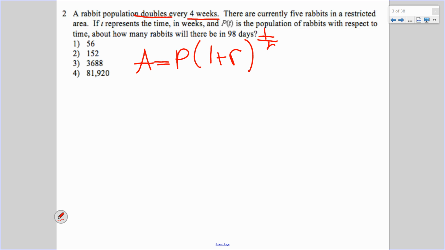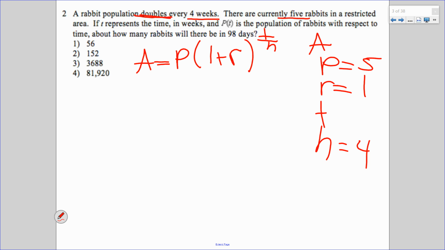There's no compounding here, so I'm not going to divide by anything, but my exponent is going to be my T over H. So I have A, P, R, T, H. If it doubles every 4 weeks, that means the rate is 100% or 1. Every 4 weeks, that's my H. That's how long it's taking for the doubling to happen. There are currently 5 rabbits. That's my initial or principal value. T represents the time.